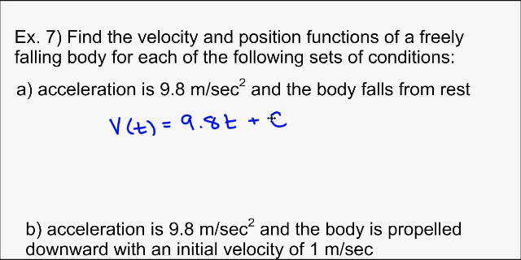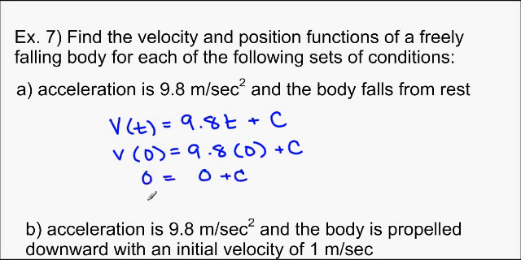Since we know that we're starting from rest, the velocity is 0 at time 0. So v of 0 equals 9.8 times 0 plus c. Okay, so 0 equals 9.8 times 0, which is 0, plus c, which leaves us with c is 0. So that means our velocity function, v of t, equals 9.8 t. That's it.